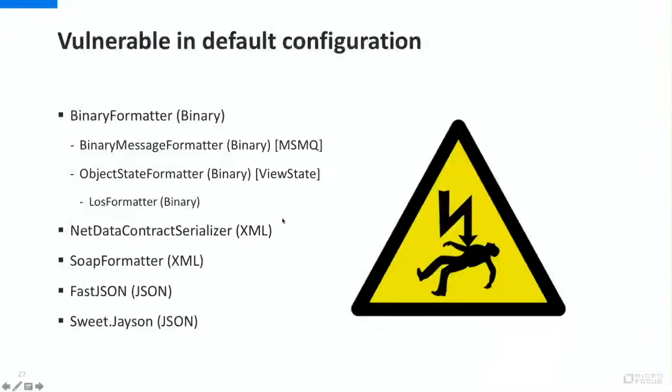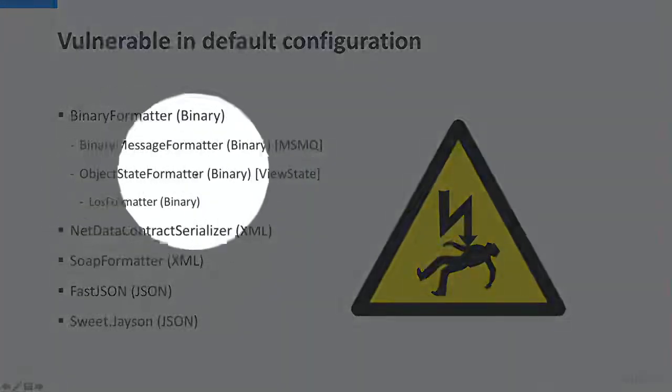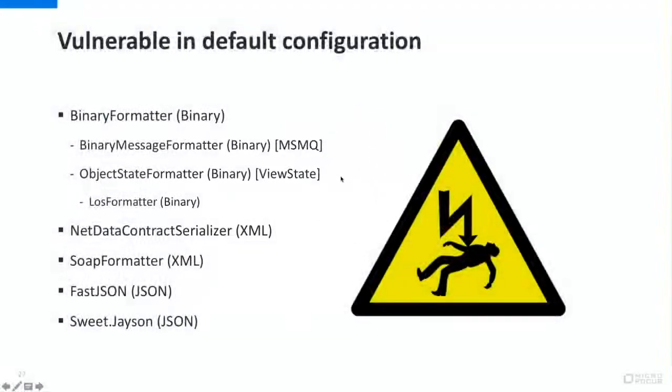For example, the BinaryMessageFormatter is used by the Microsoft Message Queue system, so if you can send it arbitrary types, you will be able to get arbitrary code execution. Same thing with the ObjectStateFormatter, which is used by the ASP.NET ViewState, so if you can change the ViewState and survive the HMAC verification, that will also lead to remote code execution, and we will see more about this later. Then we have more sub-formatters using web services, FastJSON, SweetJSON. Those are third-party libraries.